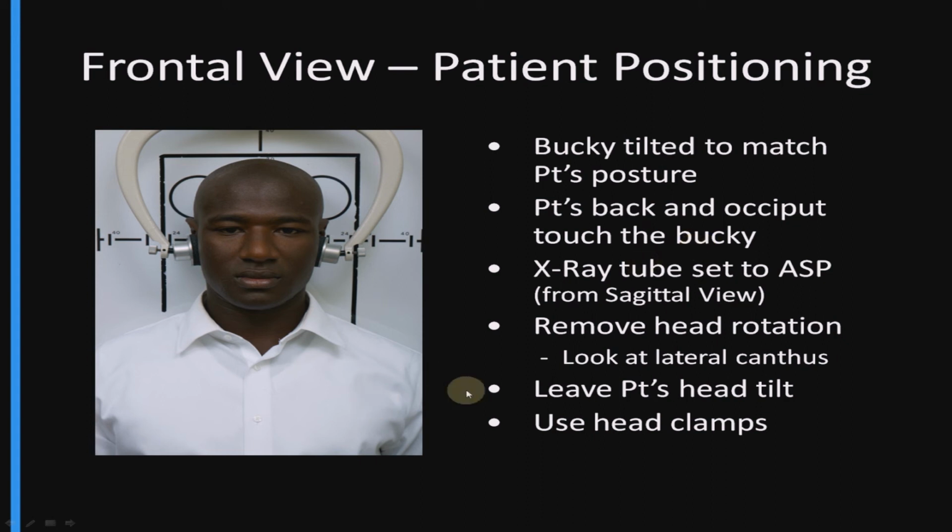We can pull them slightly away if we've looked at the lateral canthus and found them not symmetrical. We can pull the patient slightly away to rotate the chair till we get the lateral canthus widths symmetrical, and that will have removed head rotation. We will not be removing head tilt on this film, and we will use centering head clamps to stabilize the patient in the center of the film. And those head clamps will be placed over the C1 location.